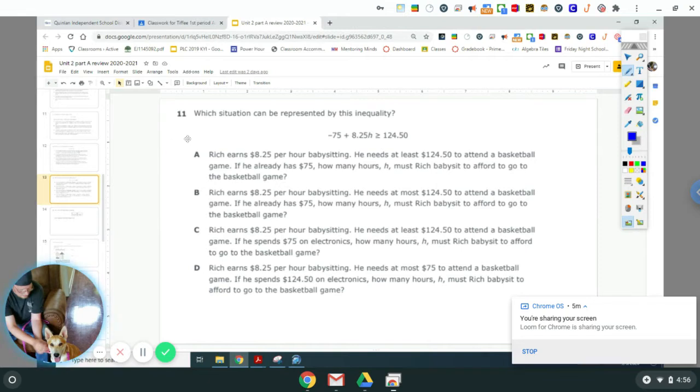Okay, 11. Which situation matches the negative 75 plus 8.25 times H is greater than or equal to 124.50? So the answer to number 11 is C. Rich earns $8.25 per hour babysitting. He needs at least $124.50 to attend a basketball game. If he spends $75 on electronics, how many hours must he work to afford the basketball game?